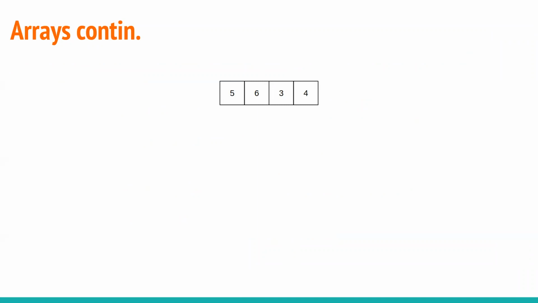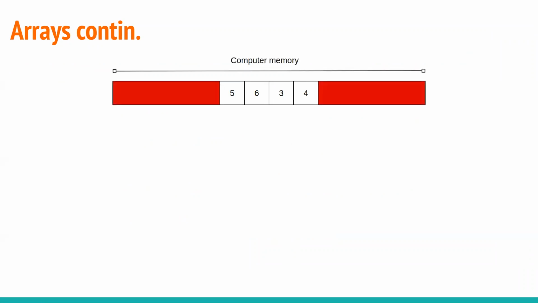Okay, so I have this simple array here, 5, 6, 3, 4. You can picture this in the computer's memory. And I told you it's homogeneous and contiguous, right? So the array only holds integers. The first integer is 5, the second integer is 6, the third integer is 3, the fourth integer is 4. So they're all next to each other in the computer's memory, and you can picture the computer memory like this. And where the red is, I can't access, right?